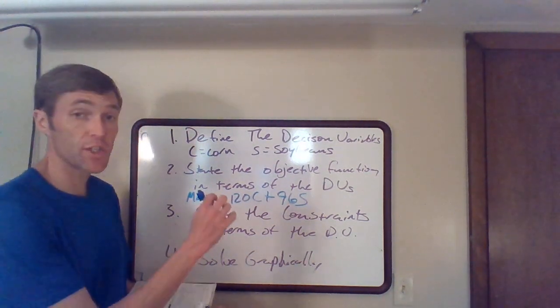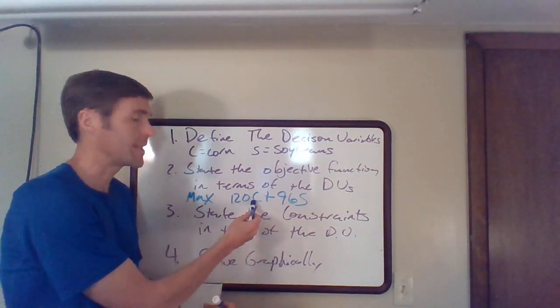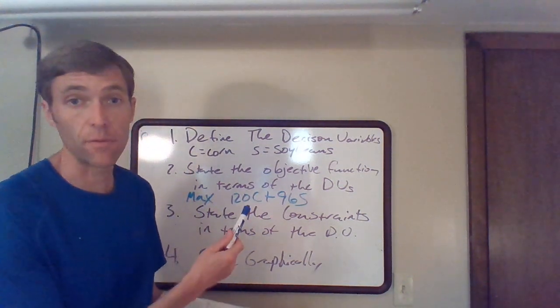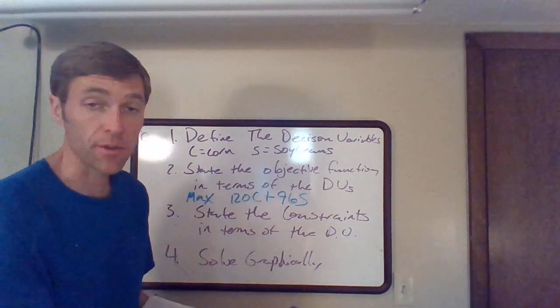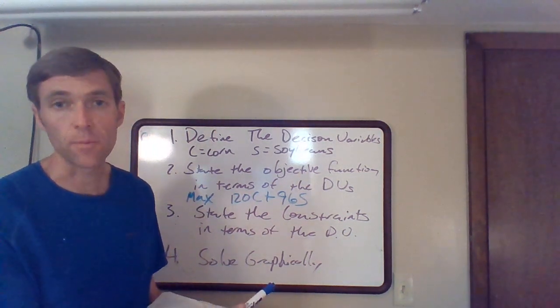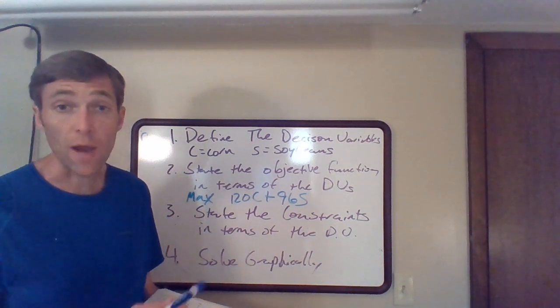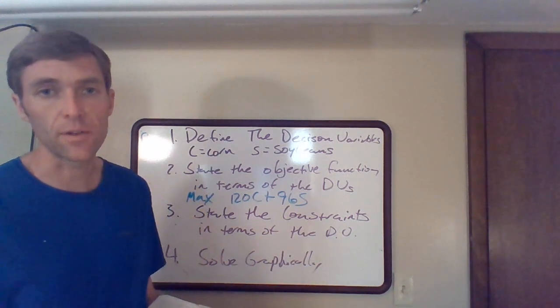So we could just start plugging numbers in here. Say, all right, well, what would happen if we planted 10 acres of corn and 10 acres of soybeans? Well, we'd have $1,200 of profit from corn and $960 of profit from soybeans. So we have $2,160 of profit. Can we do better than that? Can we plant 15 acres of corn and 15 acres of soybeans?